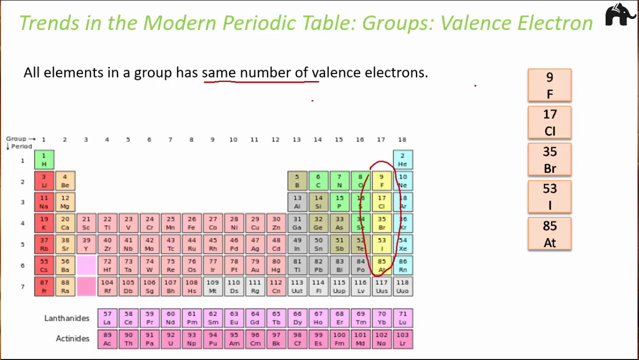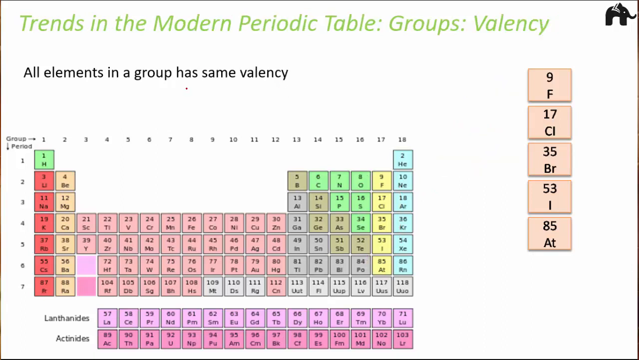So here, if we start writing the electronic configuration, what do we see? We see that this is how the configuration would be: 2, 7; 2, 8, 7; 2, 8, 8, 7; 2, 8, 18, 7, and so on. So everywhere we see that the number of valence electrons is the same. Next is valency. Now since valence electrons are the same, therefore the valency is also the same.